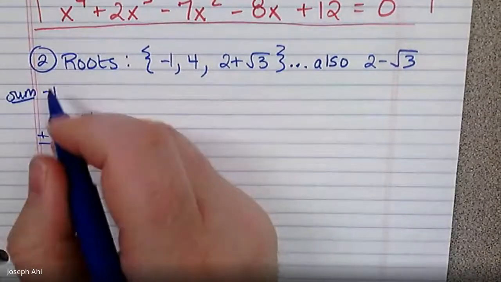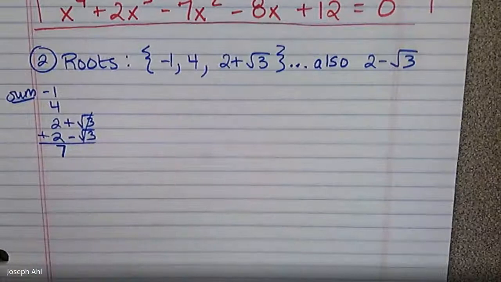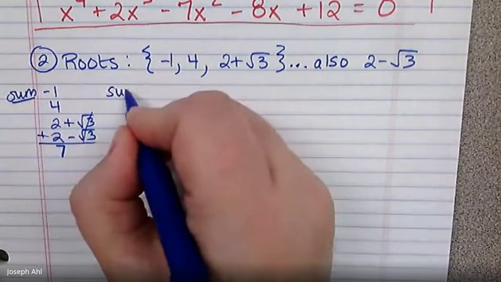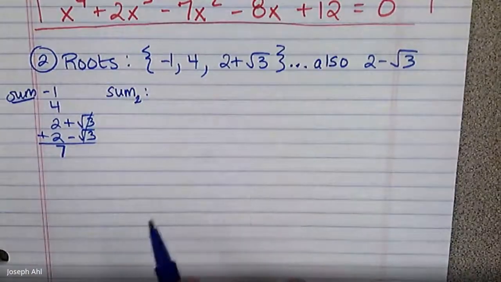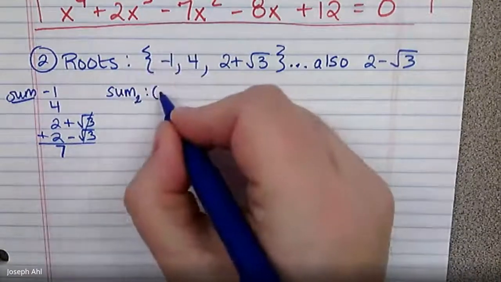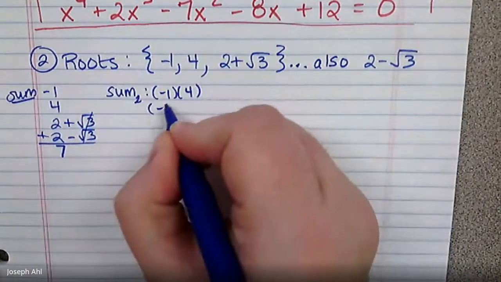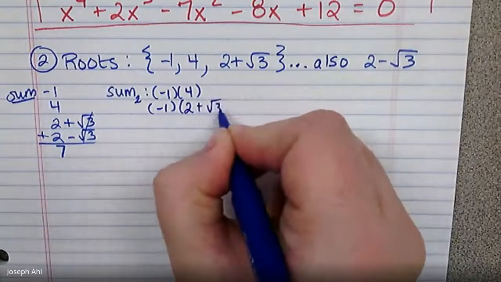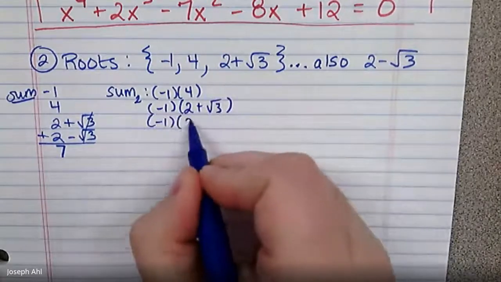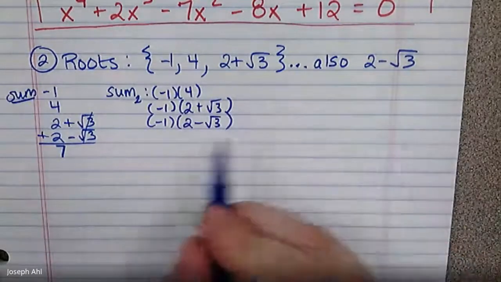Let's see, the total of 8 minus 1 is 7. That sounds good to me. Next, we're moving on to the sum 2 at a time. Remember, there's 6 combinations you can make. We can do -1 with 4, -1 with 2 plus radical 3, -1 with 2 minus radical 3.